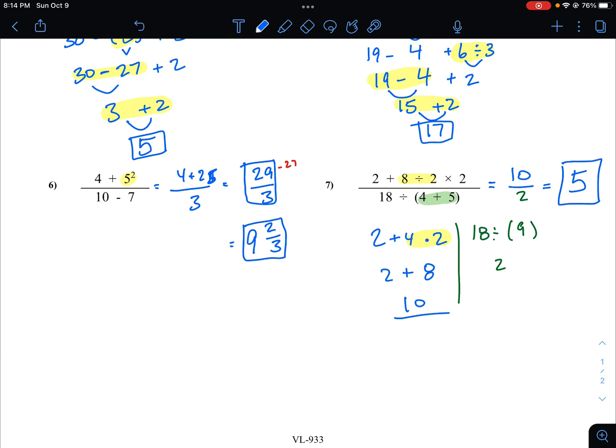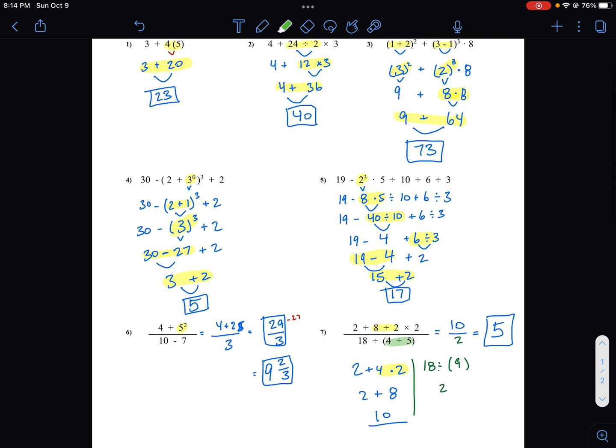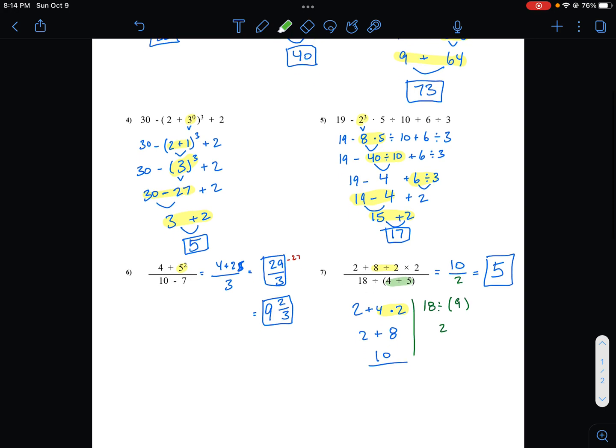So the only answer that was kind of weird was number 6 over here, but aside from that, everything else worked out nicely with pretty nice numbers. Go ahead and try some problems on your own.